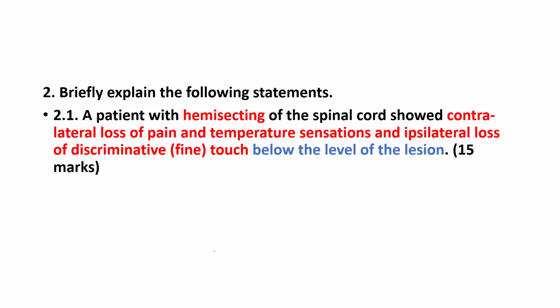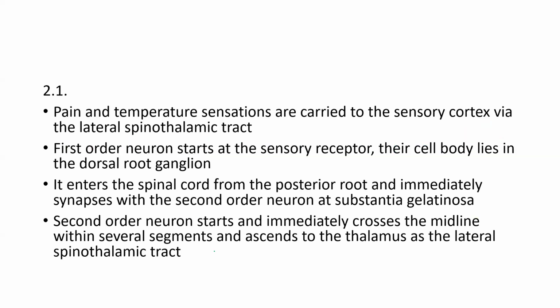So briefly explain, only 15 marks. With a few sentences, we have to tell what is happening here and why this is happening. Then we can tell that pain and temperature sensation are carried to the sensory cortex through the lateral spinothalamic tract. There is a first order neuron, sensory receptors, with cell bodies lying in the dorsal root ganglion. It enters the spinal cord from the posterior root and immediately synapses with the second order neuron at the substantia gelatinosa. The second order neuron will go to the thalamus.